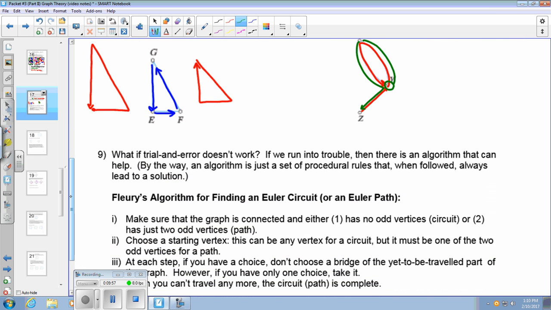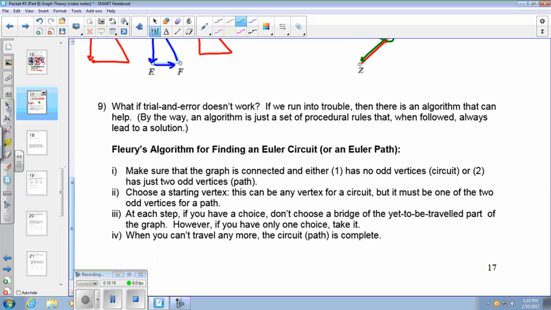Right, so 9, important question, what if trial and error doesn't work? What if you get stuck? So if you run into trouble, there's an algorithm that can help. By the way, an algorithm is just a set of procedural rules that, when followed, are going to lead to a solution. So it's guaranteed to get you to a solution. Right, Fleury's algorithm does that. It gives you a way to find an Euler circuit and Euler path if you get stuck.